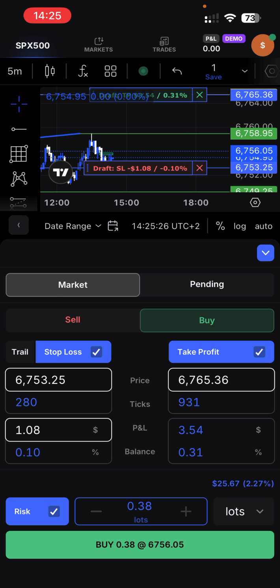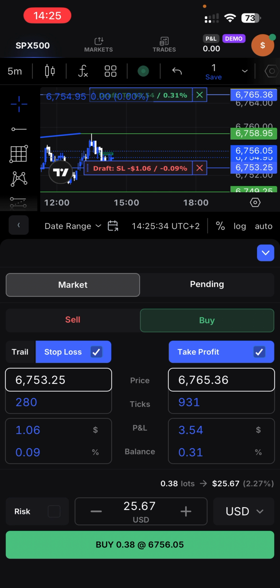No, but I want to do more than that though. I already said I want to do more than that. I want to do 3% of my account balance. That's 2.51. Oh, so now we're looking different. Okay. Interesting.